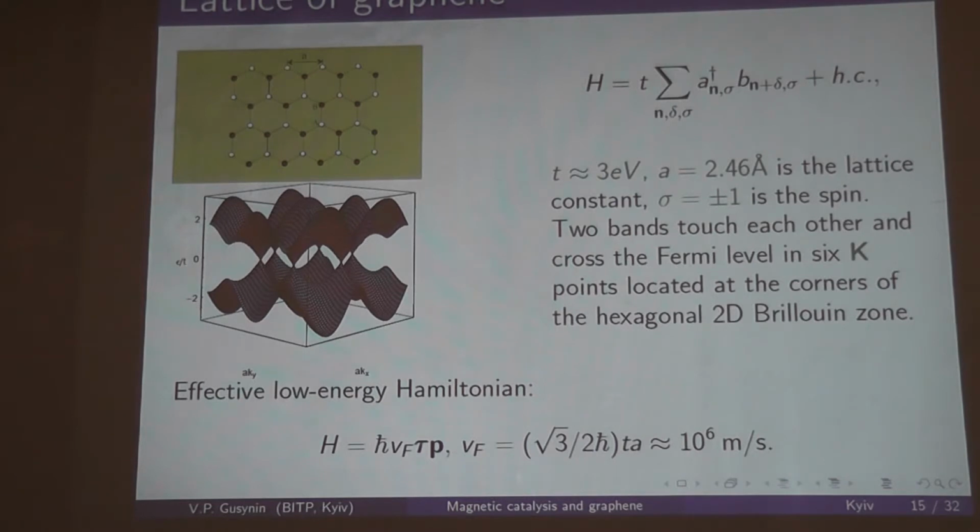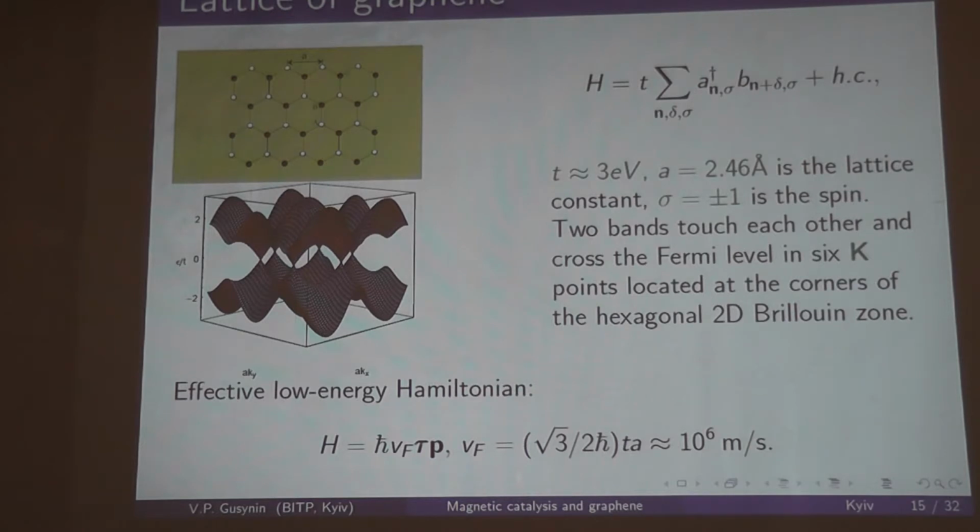Now I come to graphene. This graphene lattice composed of carbon atoms is well known. The Hamiltonian is known. You have such a dispersion relation where we have 6 points where the upper conduction band intersects with the valence band. And you know that only 2 points, called K points, are independent.